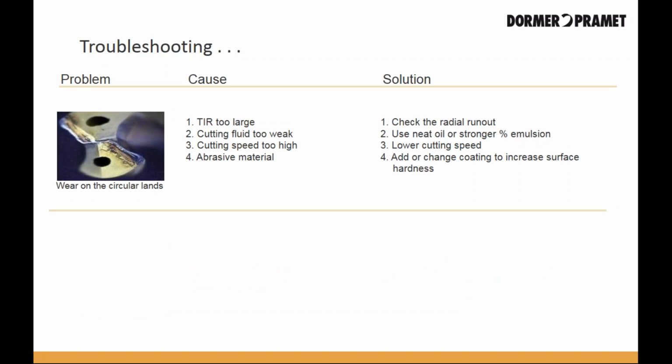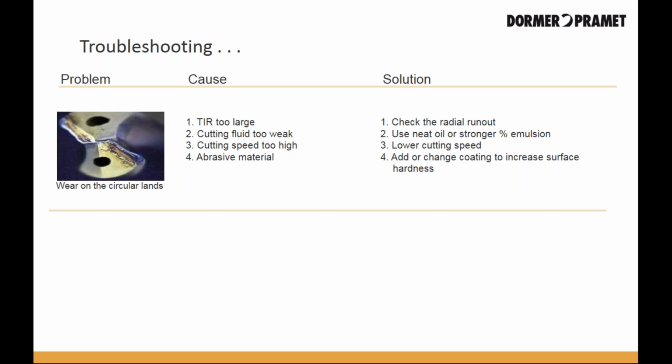Excessive wear on the circular lands. Start by rechecking the runout at the drill point. This can sometimes change as the cutting forces change during the operation. Remember, again, any runout in excess of 0.0004 TIR is too much.